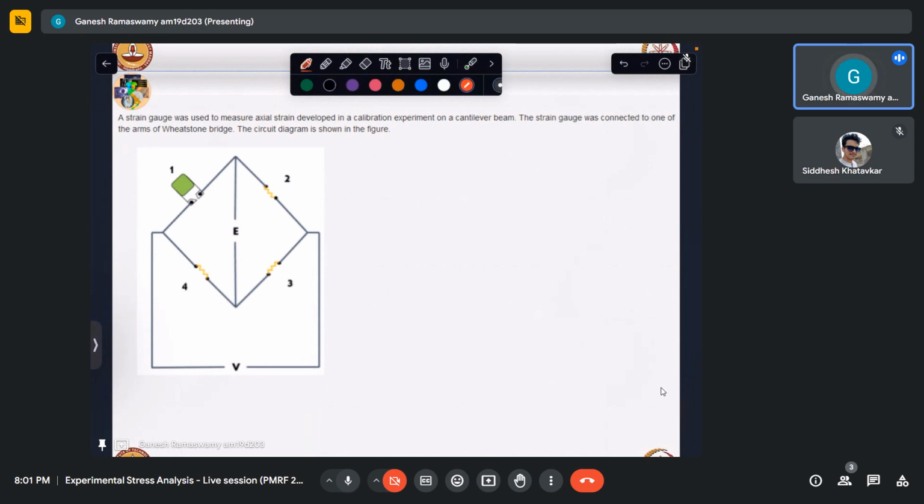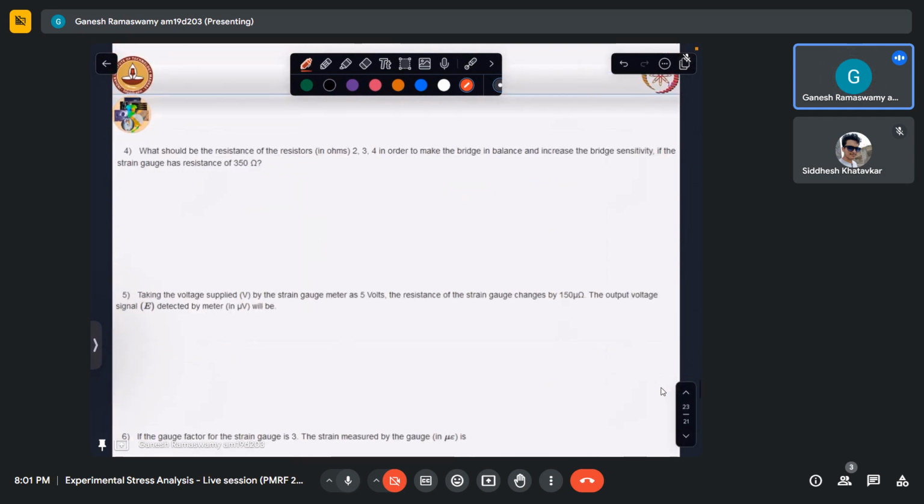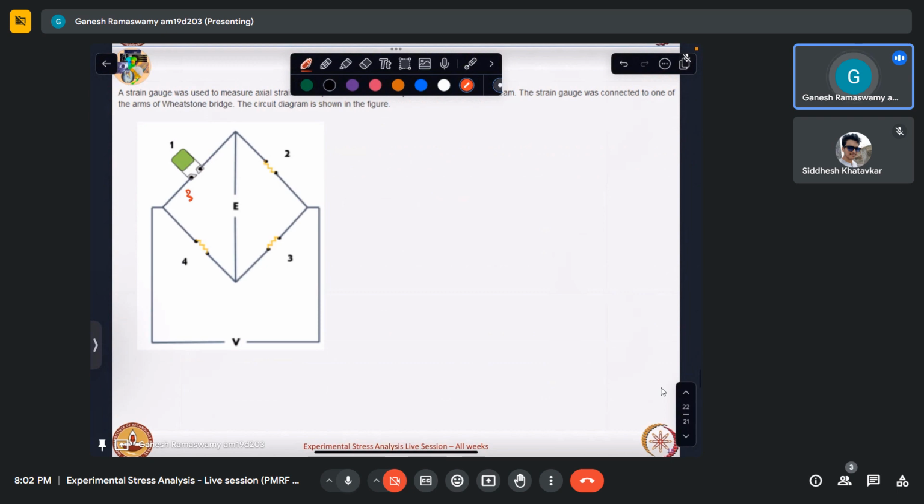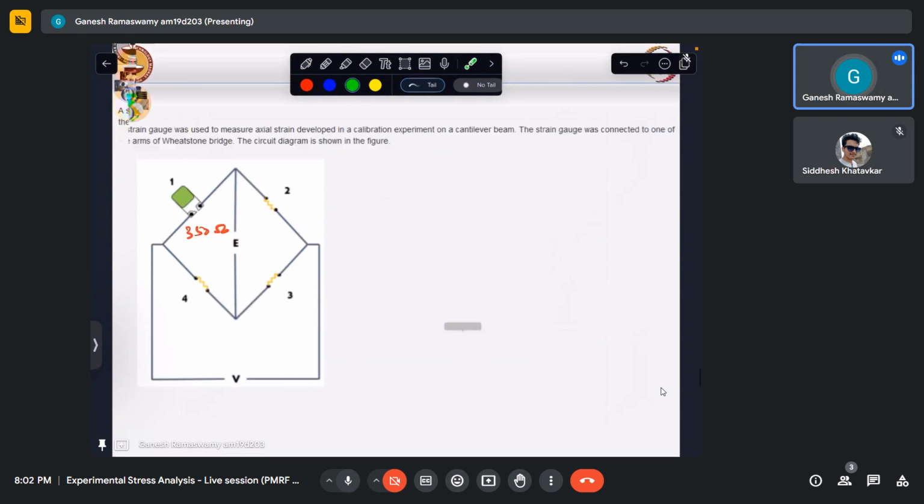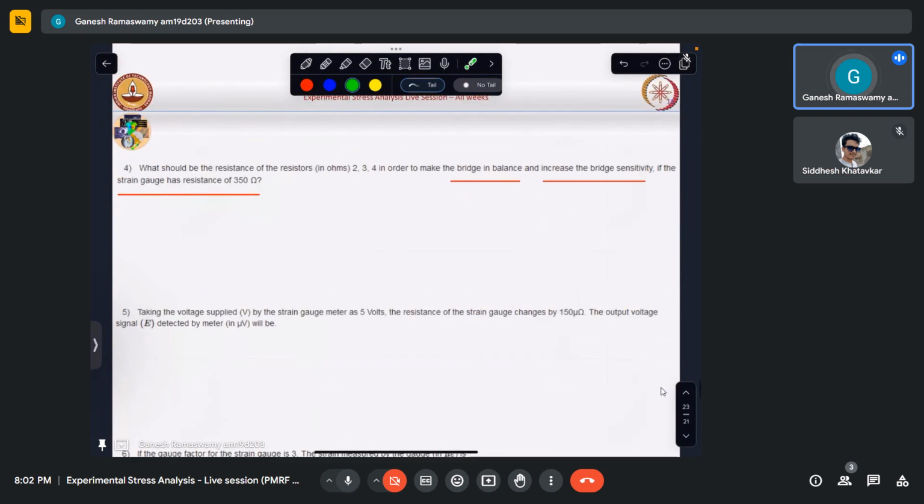A strain gauge was used to measure axial strain developed in the calibration experiment of a cantilever beam. The strain gauge was connected to one of the arms shown in the figure. What should be the resistance in ohms in order to make the bridge balance and increase the bridge sensitivity, if the strain gauge resistance is 350 ohms? So this is given to be 350 ohms. It is asking what should be these resistance values in order to maximize, or rather increase, the bridge sensitivity.